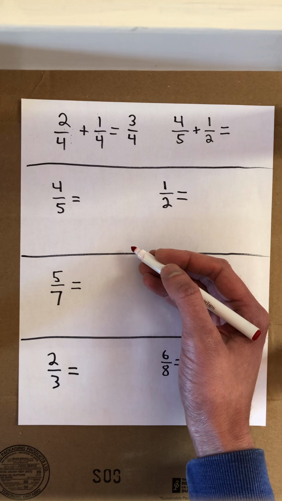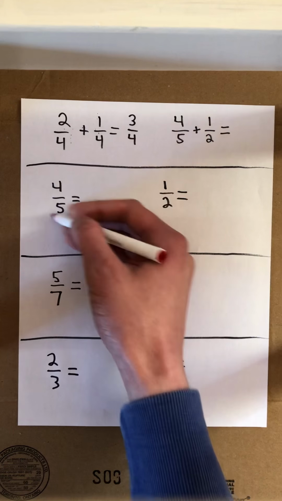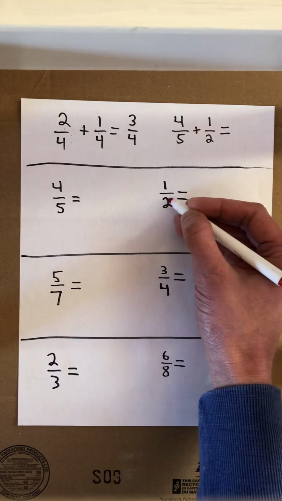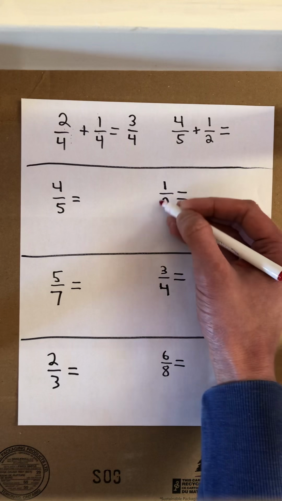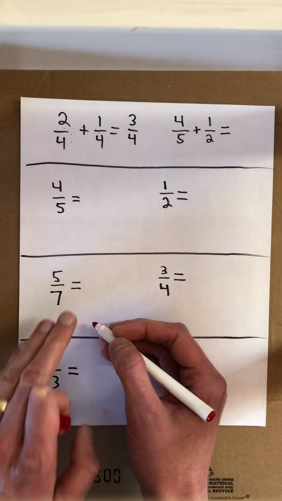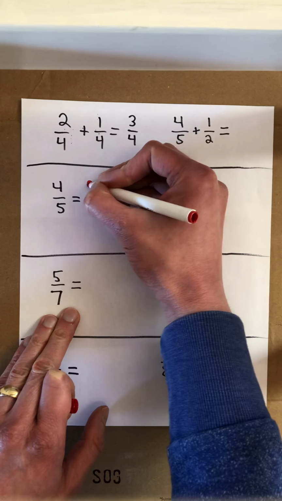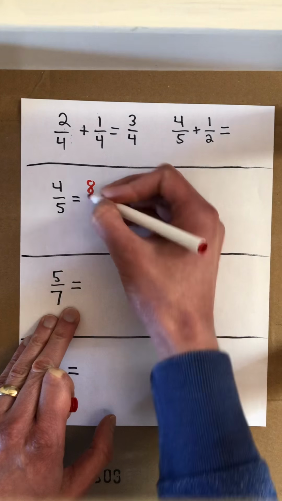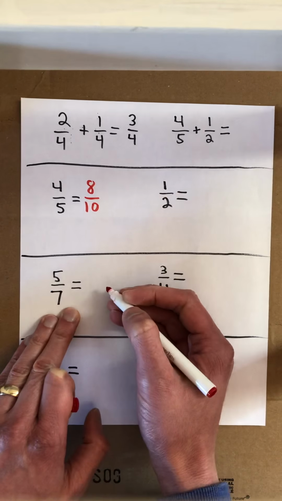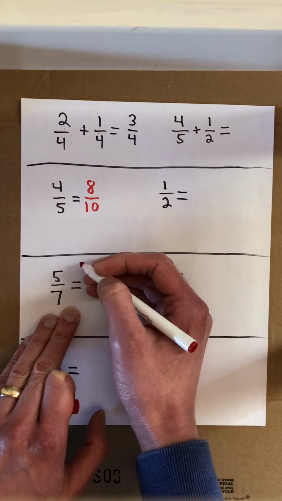An easy way to do this is to take this entire first fraction here, and I'm going to multiply the top and the bottom by this one's bottom number, so by 2 over here. So I multiply this one by 2 and this one by 2. When I multiply 4 by 2, I'm going to get 8. And multiply 5 by 2, I'm going to get 10. And this is, of course, an equivalent fraction. These two things are the same.